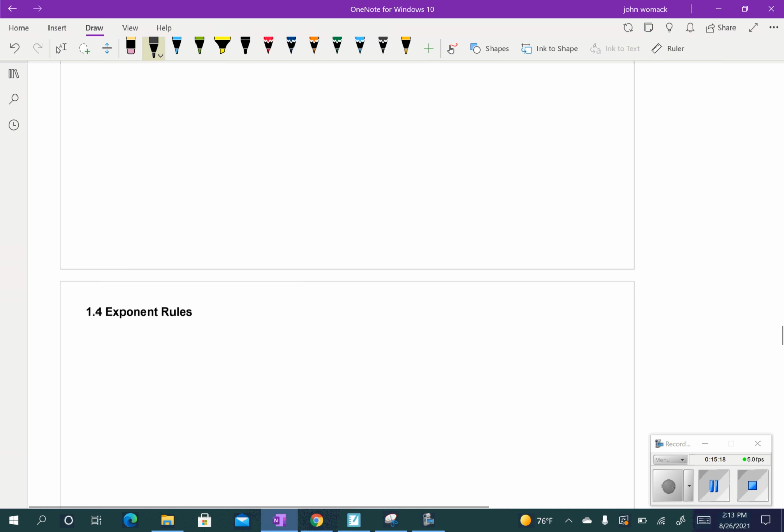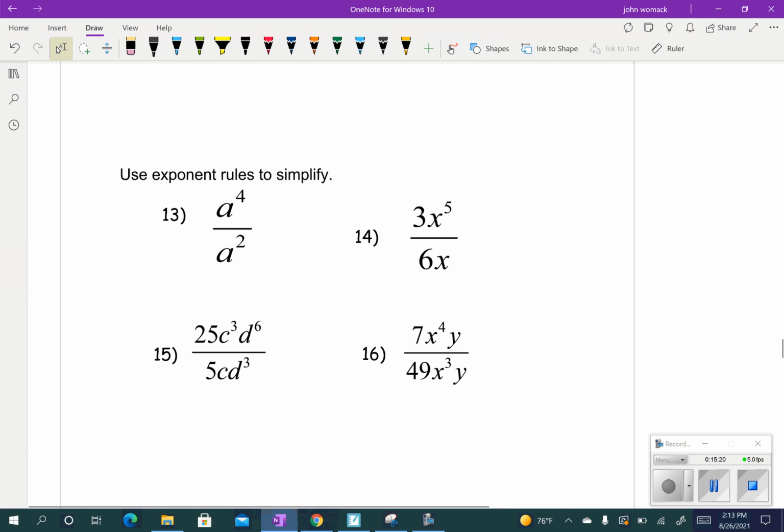All right, let's do a few examples with that. So a to the fourth over a squared, the base stays the same. I subtract the powers. 4 minus 2 is 2.